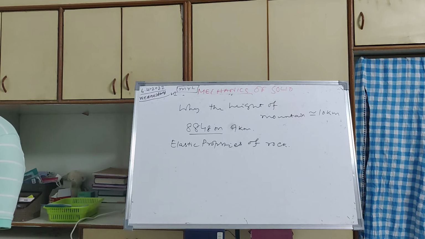So the stress due to all the material on the top should be less than the critical shearing stress at which the rocks flow. At the bottom of a mountain of height h, the force per unit area due to the weight of the mountain is h rho g. Rho is the density of mountain rock, and g is the acceleration due to gravity.